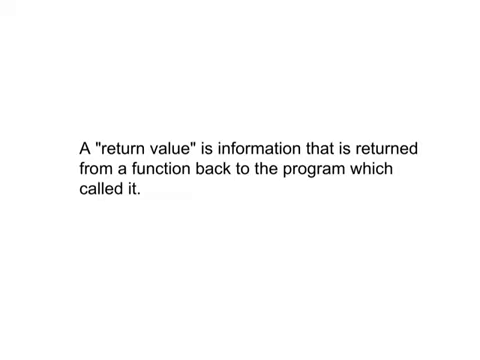For example, in our drawCircle function, maybe drawCircle returns a value of successful if it was able to draw the circle on the screen, and maybe it returns a value of not successful if it was not able to draw the circle on the screen for some reason. And then inside your program you can use that information in order to perhaps display an error message or try again or something else.